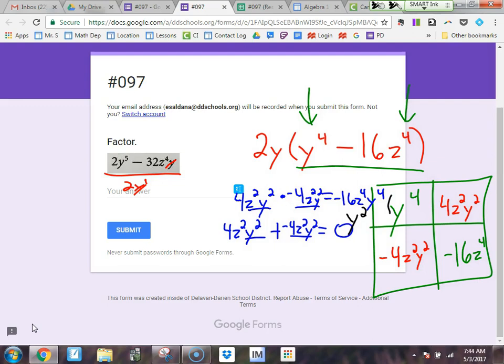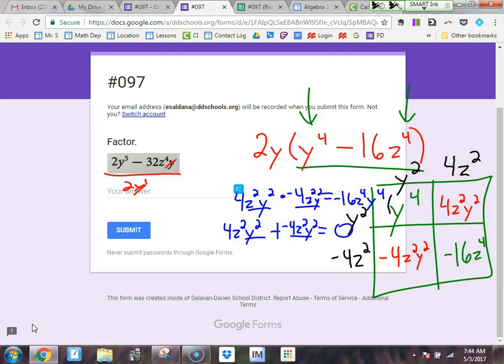Now that I have that written there, I can fill out the rest of this. Y squared times what would give me y to the fourth power? Another y squared. Y squared times what would give me 4z squared, y squared? It's got to be a 4z squared because we already have the y squared. Then I have y squared again times what? That would give me negative 4z squared. Negative 4z squared.